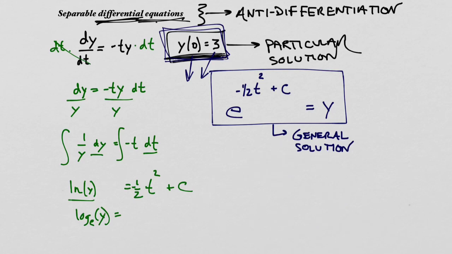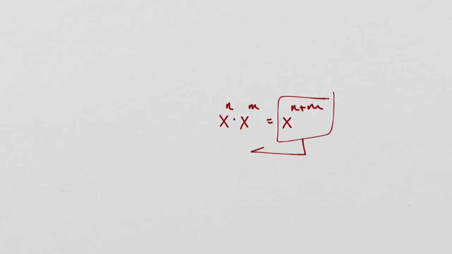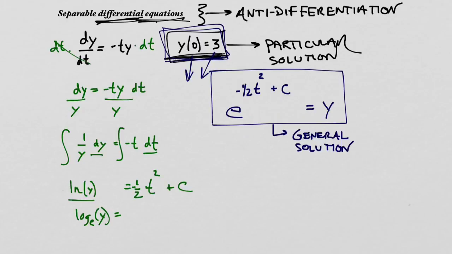The better way to do this is to remember that using our properties of exponents, if you have x to the power of n times x to the power of m, this is x to the power of n plus m. So what we're going to do is work backwards. We've done this once before. If we have x to the power of n plus m, I can rewrite it like this. So if we do that here, I'm going to rewrite this as e to the negative 1/2 t squared times e to the power of c is equal to y.